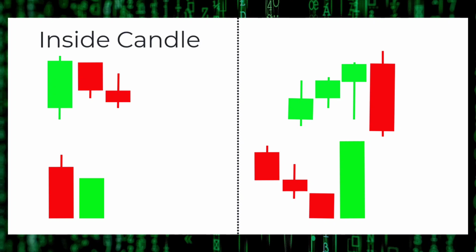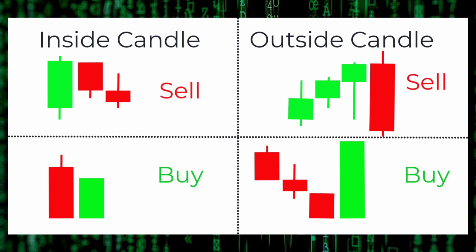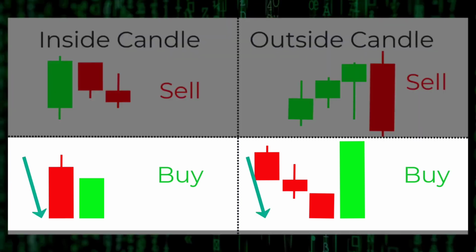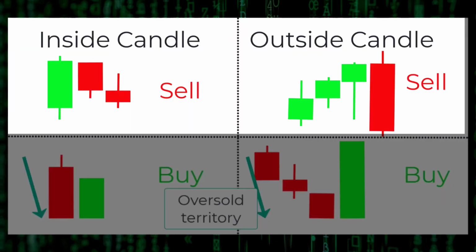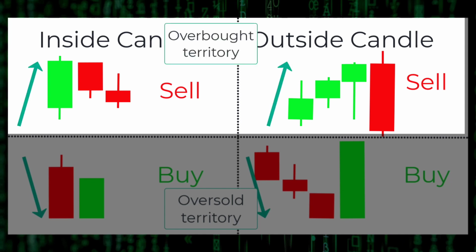Next are the inside and outside candlesticks. It's a reversal pattern and can be either a buy or a sell signal. A buy signal if it shows up during a down move and indicates that the market has entered an oversold territory. And it could be a sell signal if it shows up during an up move and indicates that the market has entered an overbought territory.